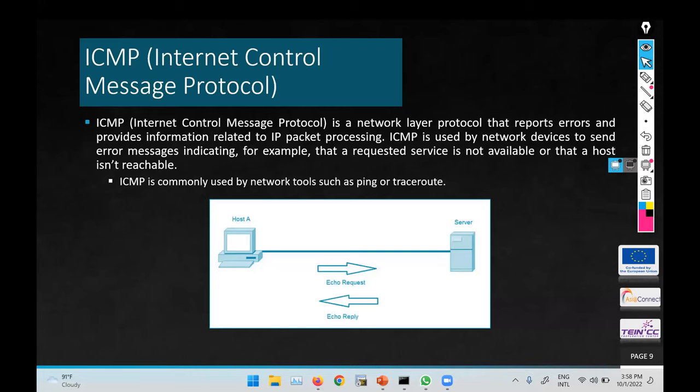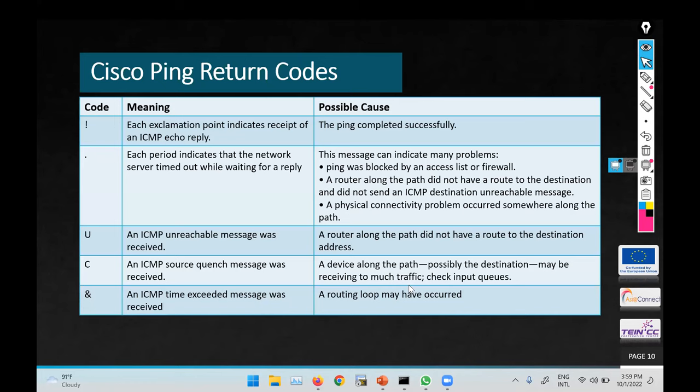For identifying the problem, if it is working fine, we get one sign. If it is not working, the destination host is unreachable, then there is a dot sign we will find over there. So it's a common message we use. Cisco ping return codes look like this. This sign is used when the ping is successful, right? The echo reply is coming from your destination host, and the dot sign is used when you are not getting a ping response from your destination host.